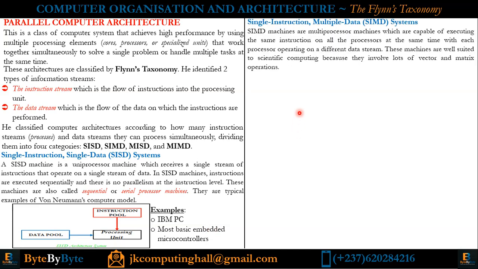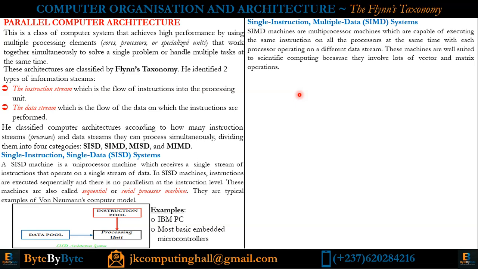The next one, single instruction, multiple data, SIMD systems. SIMD machines are multiprocessor machines which are capable of executing the same instruction on all the processors at the same time, with each processor operating on a different data stream. Remember, we have only one instruction, but we have multiple data. These machines are well suited to scientific computing because they involve lots of vector and matrix operations.